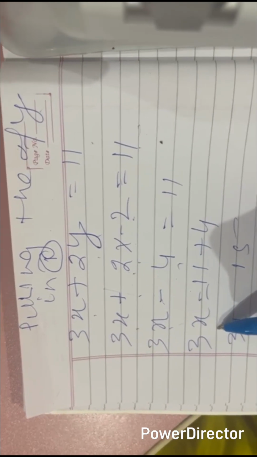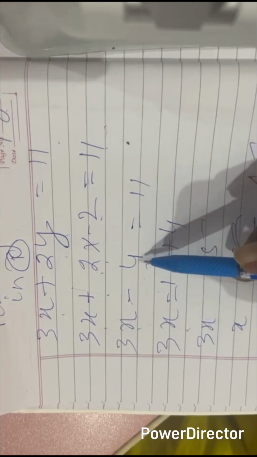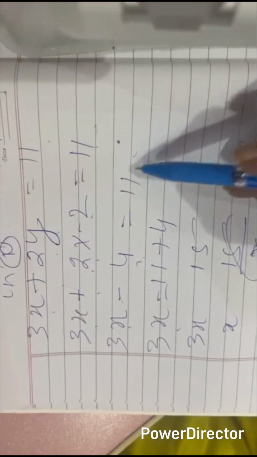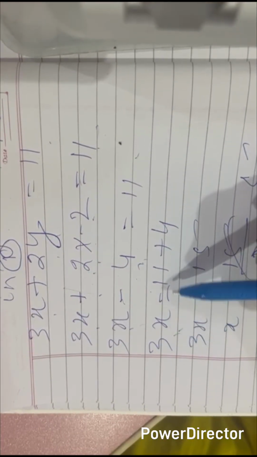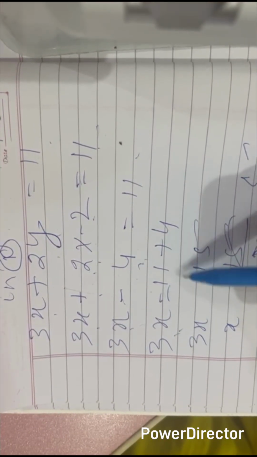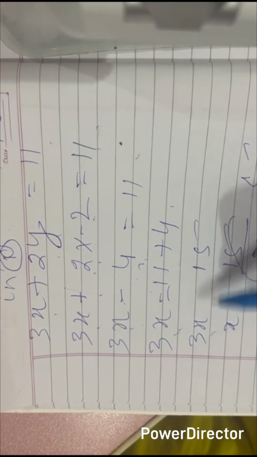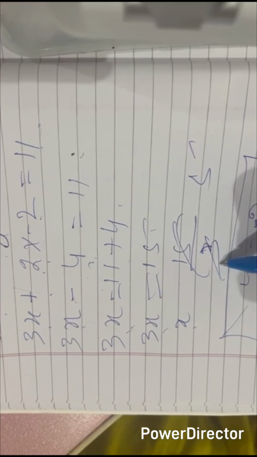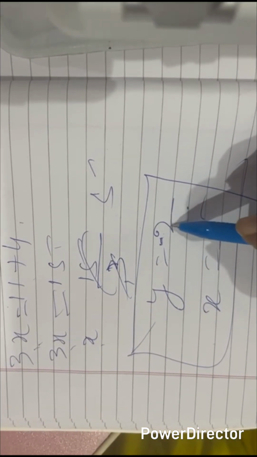3x, we transpose the minus 4 from left to right, and the sign will be changed. 3x is equal to 11 plus 4, 3x is equal to 15, and x is equal to 15 upon 3. The solution of the equation: the value of y is equal to minus 2, and the value of x is equal to 5.